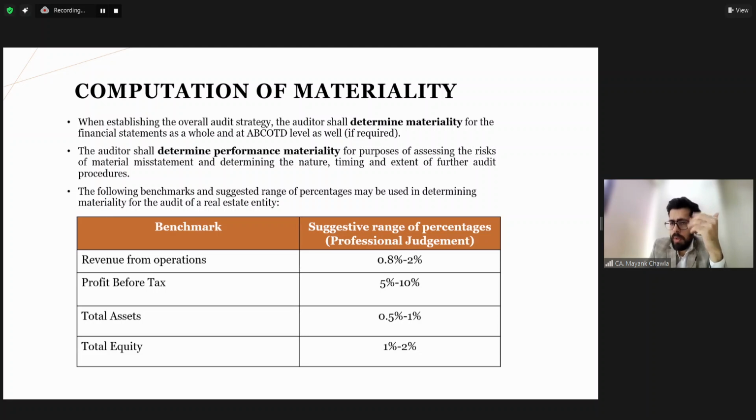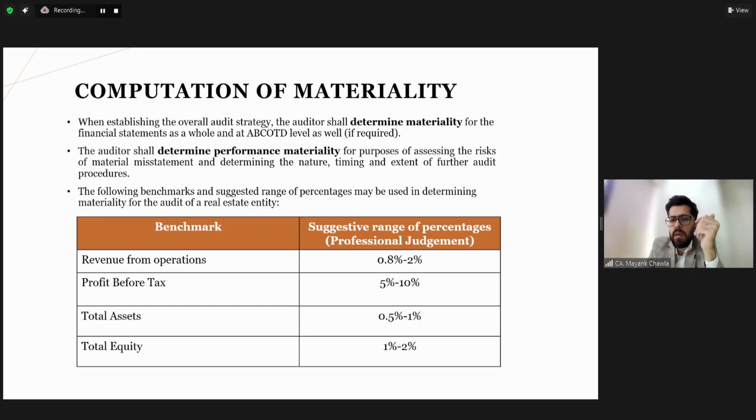Revenue and PBT may be relevant for clients who have been in this industry for a longer period of time and have consistent revenues and consistent profits. For those who have just started the business, or who do not have that kind of consistency in their revenue and profit, total assets or total equity might be a better criterion for determining the materiality. The percentages shared here are only suggested, and obviously professional judgment needs to be applied by the auditor before that percentage can be applied to the selected benchmark.